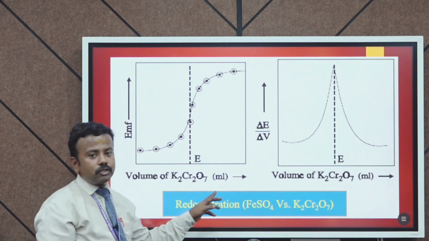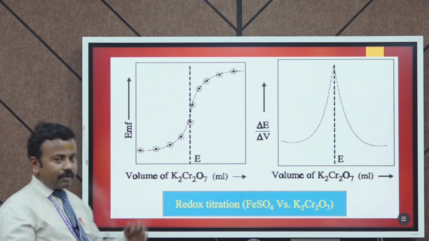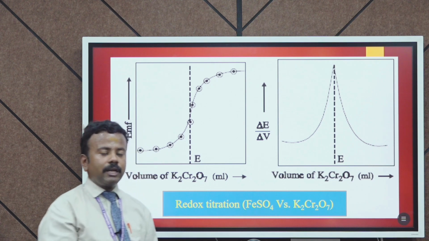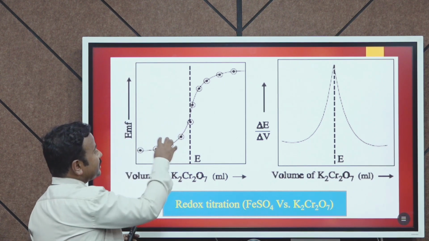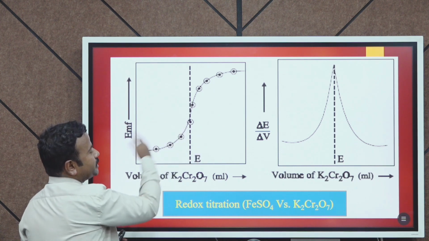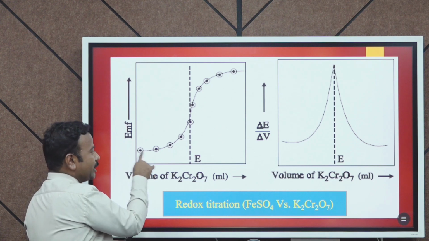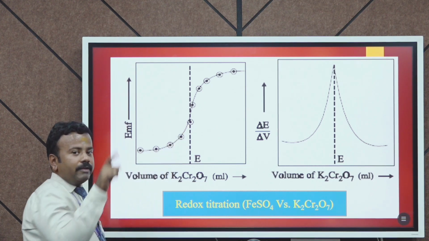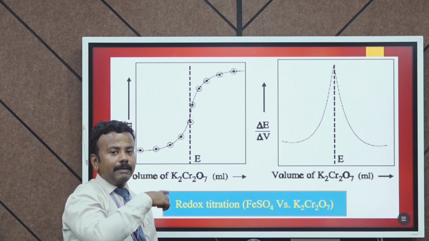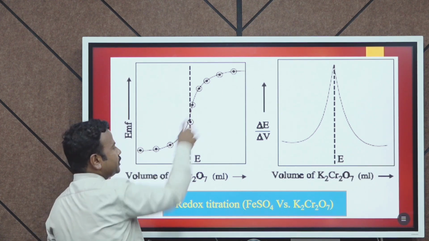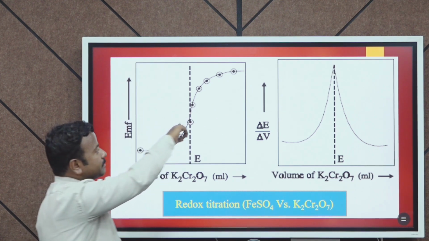Here we have also drawn the two graphs for the potentiometric curves, so you can see the difference between the precipitation titration and the redox titration. In the precipitation titration the graph goes in the opposite direction. Here, in the volume of potassium dichromate versus EMF graph, the EMF initially increases, whereas in the precipitation titration it decreases. Here the EMF increases drastically, and we get the graph.